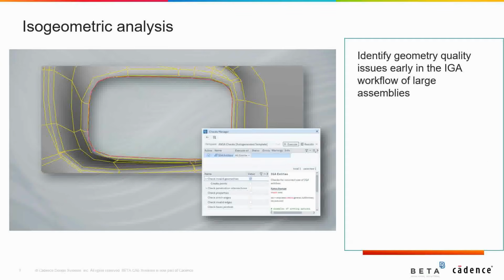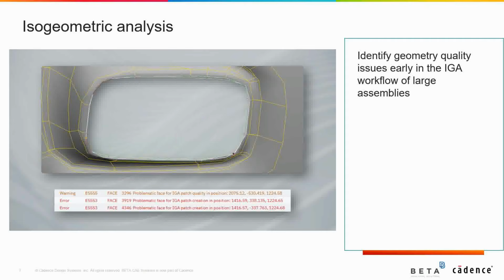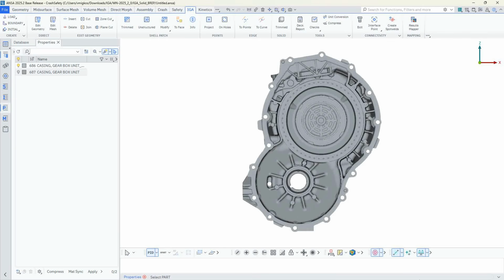Finally, it is now possible to identify geometry quality issues early in the IGA workflow. Let's explore these new features in more detail.